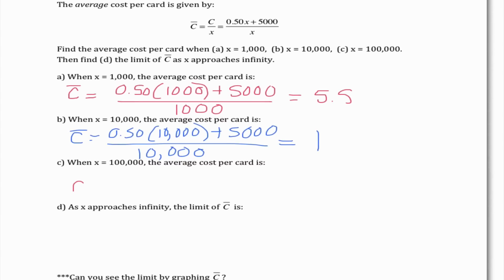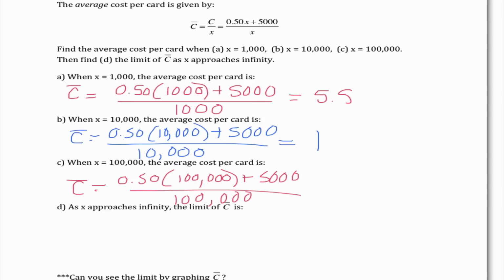Okay, next, the average cost when it is 100,000. So what I'm predicting here is that this cost is going to continue to kind of decrease here. And I end up getting 0.55. So we're seeing that it's continuing to decrease. Now, based on this logic, we might think that, okay, well, if I do 1,000,000 cards or 1,000,000,000 cards, that this is going to continue to go down. But there's actually a limit as we approach infinity.